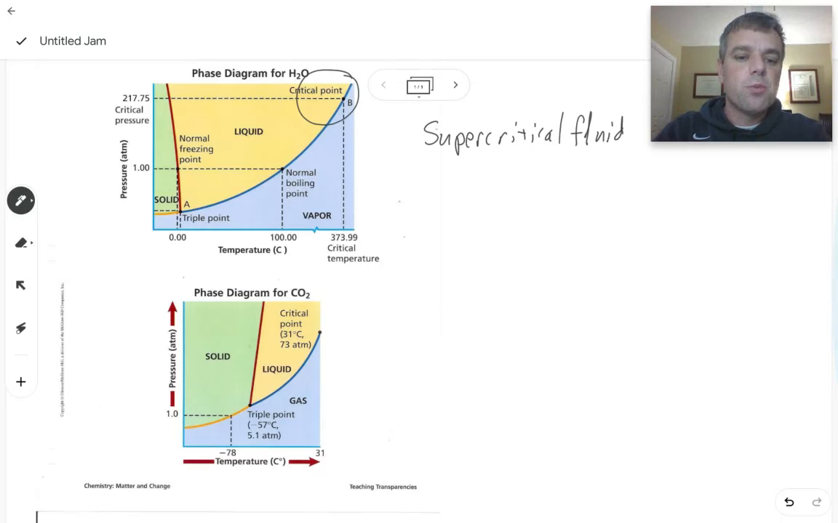Now, supercritical carbon dioxide, once you get up here, 31 degrees Celsius, 73 atmospheres, that's not too horribly extreme. That's a little above room temperature, but fairly high pressure. And supercritical carbon dioxide actually has quite a few uses. It will dissolve caffeine, so they can use that process to decaffeinate coffee beans. They also use it for dry cleaning.